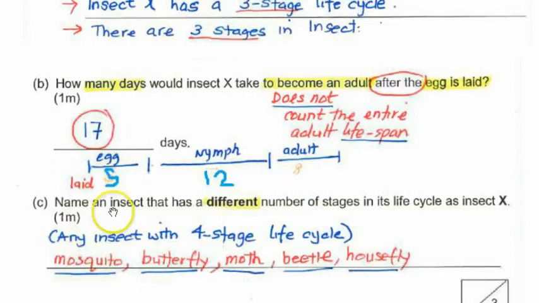Next, name an insect that has a different number of stages in its life cycle from insect X. Insect X has 3 stages. The insect you name, any insect with 4 stages will do. For example, mosquito, butterfly, moth, beetle, and housefly. Okay, let's go on next.